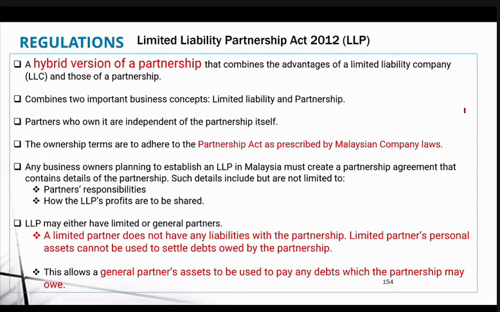This one here, LLP 2012, is limited liability partnership. It's not the same as an ordinary partnership. They try to combine the best two concepts, limited liability and partnership. And the ownership terms, they adhere to Partnership Act prescribed by Malaysian company law. LLP may either have limited or general partners. A limited partner doesn't have liabilities of partnership. A limited partner's personal assets cannot be used to settle debts owed by the partnership. And this allows general partner's assets to be used to pay any debts which the partnership may owe.